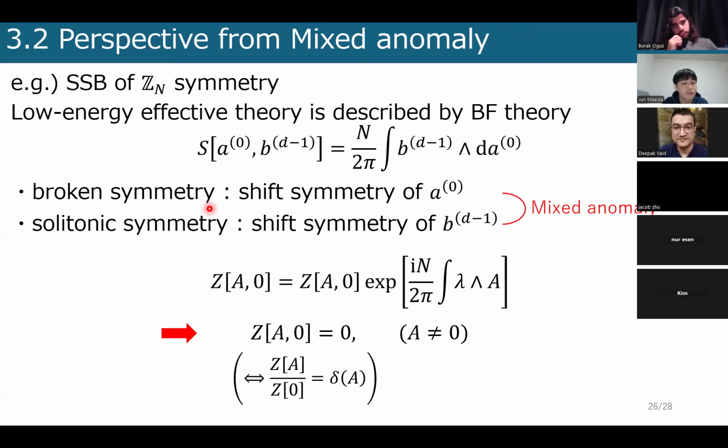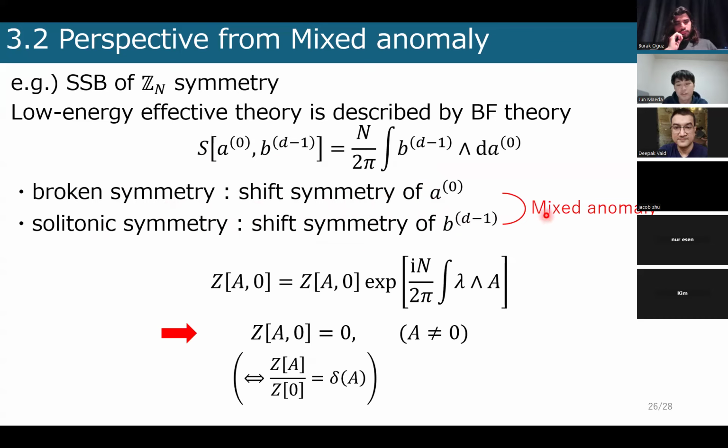Okay, let us consider examples. First, we consider the SSB phase of Z_N symmetry, and the low energy effective theory of the Z_N SSB phase is described by BF theory, whose action is as follows. And this theory has two symmetries. The first one is the shift symmetry of A, and this corresponds to the broken symmetry. And the second one is the shift symmetry of B, which corresponds to the solitonic symmetry. So this solitonic symmetry is a symmetry of domain walls.